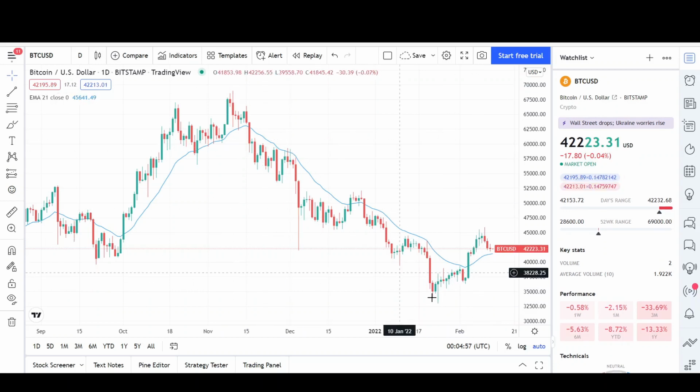So is this the bottom? Was that the bottom for Bitcoin, or are we going to still see lower prices? Well, let's take a look at the chart.